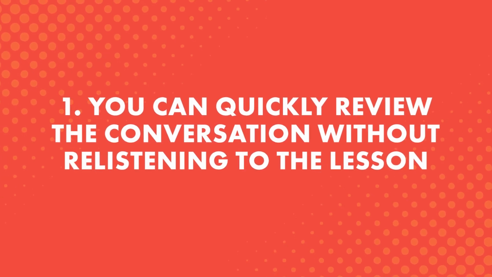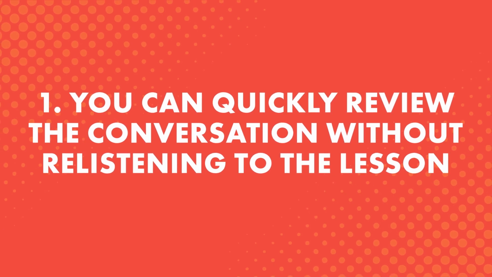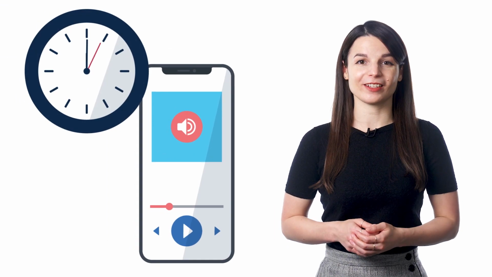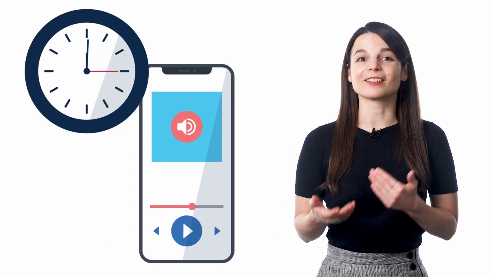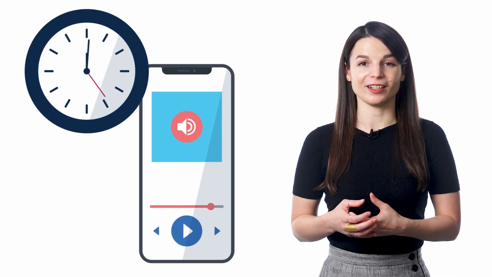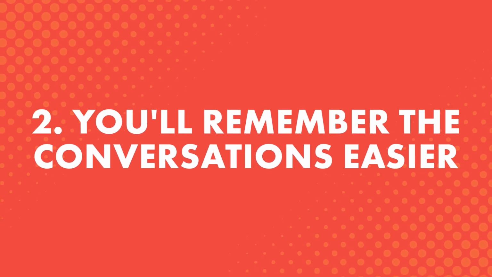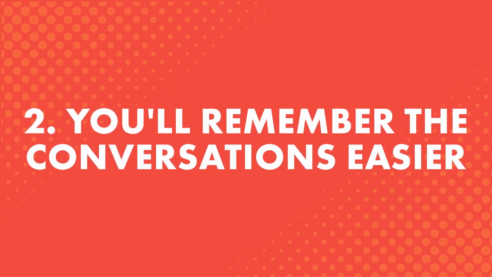Here's what makes the dialogue track so powerful. First, you can quickly review the conversation without re-listening to the lesson. The dialogue track is just 10 to 30 seconds long, so it won't take you very long to cover both new and old information. This makes it perfect for a quick review of what you've just learned, and it helps keep it fresh in your brain. Second, you'll remember the conversations easier. Listen on repeat, like you would with a song, and the words, phrases, and grammar rules will stick better. And the more you come back to re-listen, the better it will all stick.